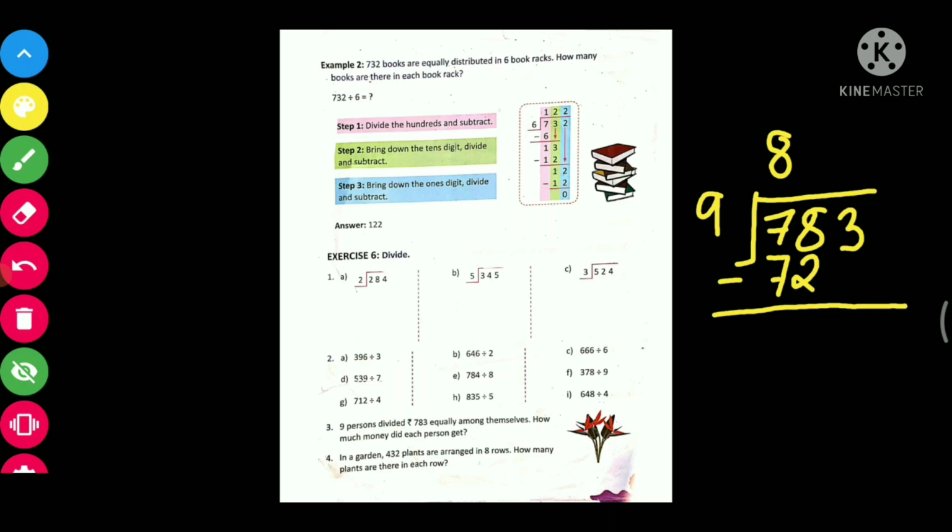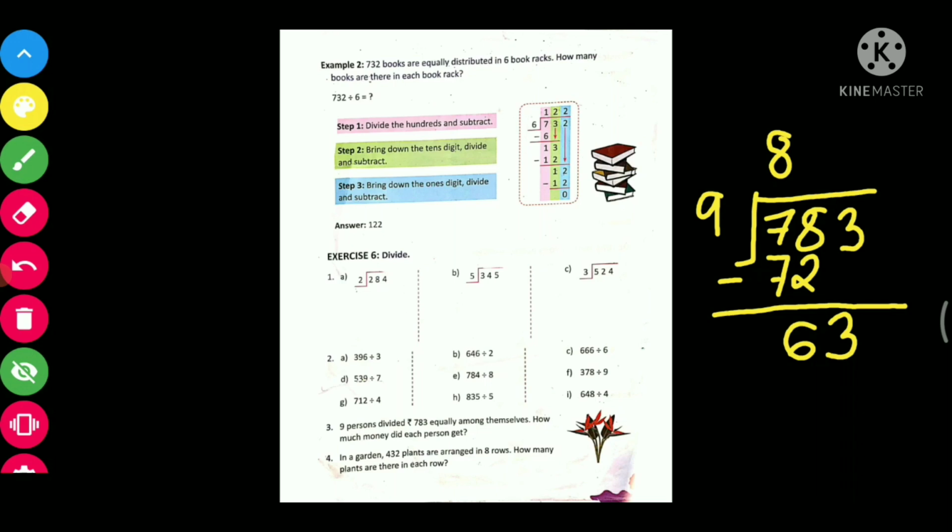So 8 minus 2, it will be how much? See the tens place value. So 8 minus 2, 6. And this 3, we can write this one beside 6, right? Okay, now our number is 63. So can you tell me in the multiplication table of 9 where we will get 63?